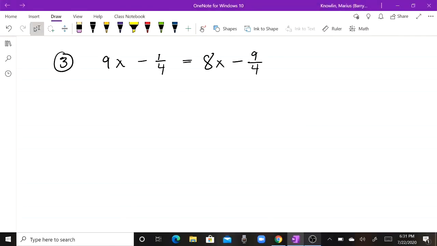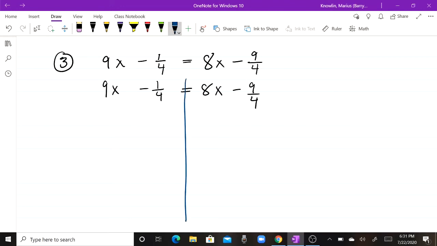Number 3. Number 3 says 9x minus 1/4 equals 8x minus 9/4. So once again, we start off by rewriting our equation, and then we want to separate it into 2 sides. We have a left side and a right side. So let's go ahead and separate it. And now, very first thing we want to do is group our variables together. So we have a positive 9x and we have a positive 8x. I want to move the smaller one, so I'm going to subtract 8x from both sides.